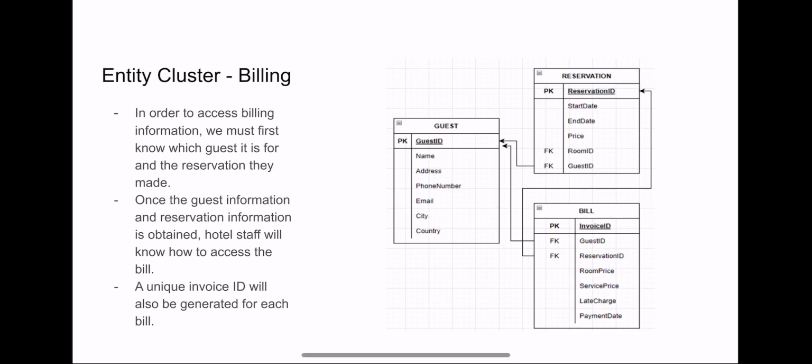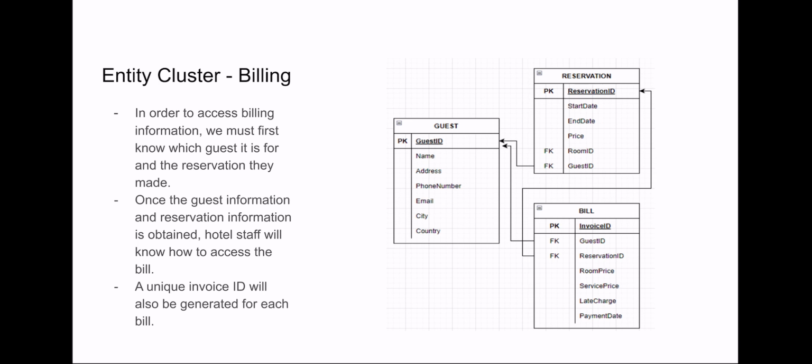Entity cluster, billing. In order to access billing information, we must first know which guest it is for and the reservation they made. Once the guest information and reservation information is obtained, hotel staff will know how to access the bill. A unique invoice ID will also be generated for each bill.